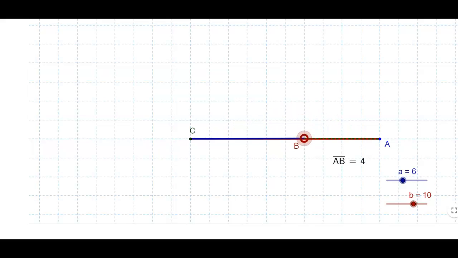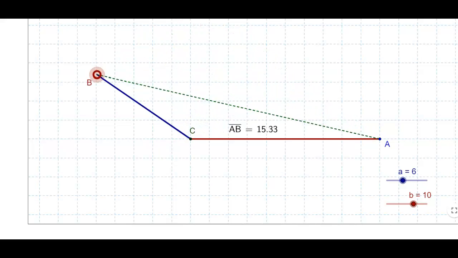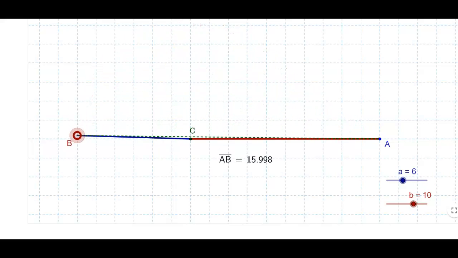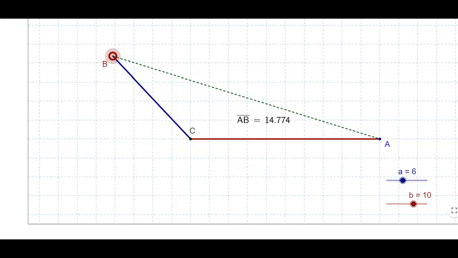So how do you get the 4 from the 6 and 10? We subtract. How do you get the 16 from the 6 and 10? We add the two numbers.